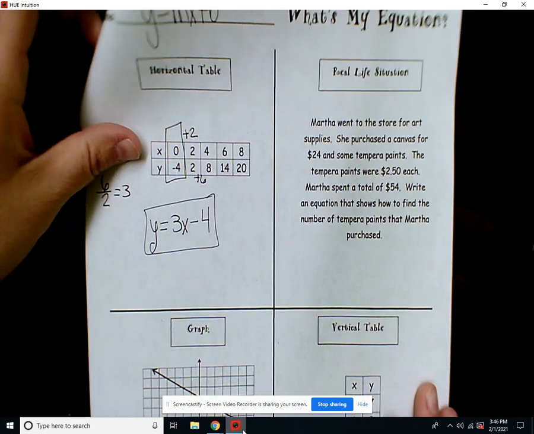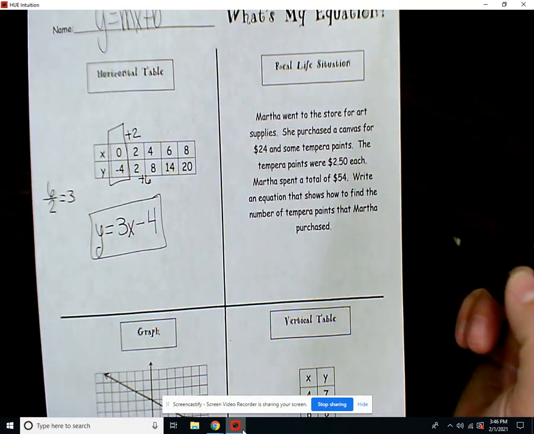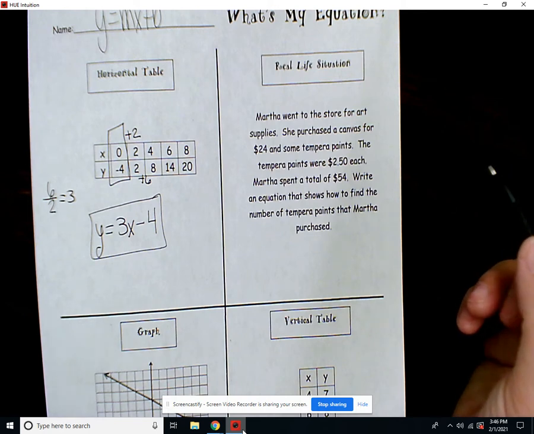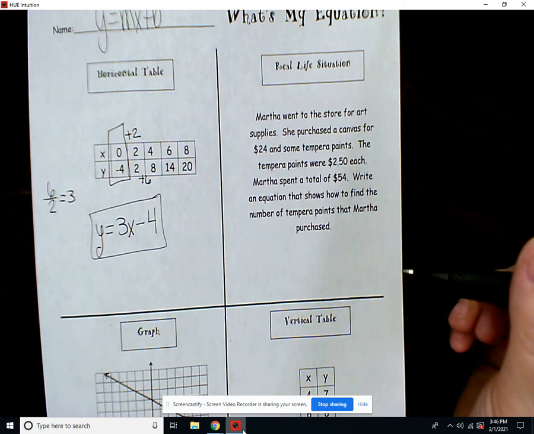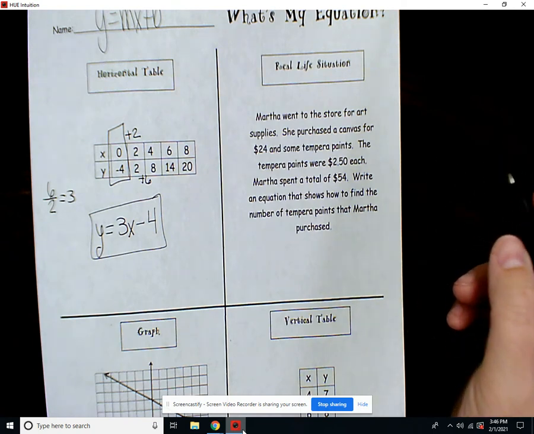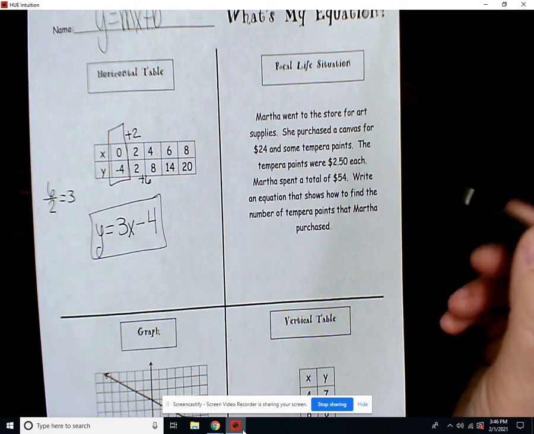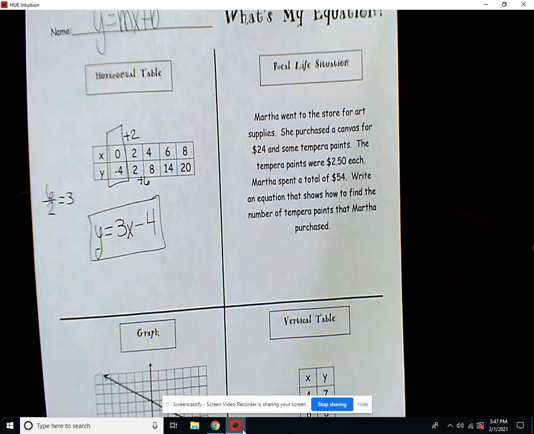Okay, so let's look at the real life situation. Martha went to the store for art supplies. She purchased a canvas for $24 and some tempera paints. The tempera paints were $2.50 each, and Martha spent a total of $54. Write an equation that shows how to find the number of tempera paints that Martha purchased. Okay, since there's 3 numbers, there's not going to be a y equals, but it's going to be a number.